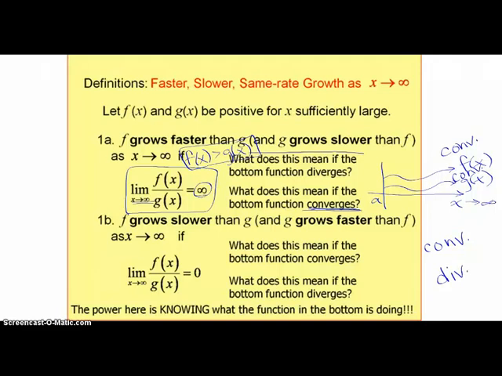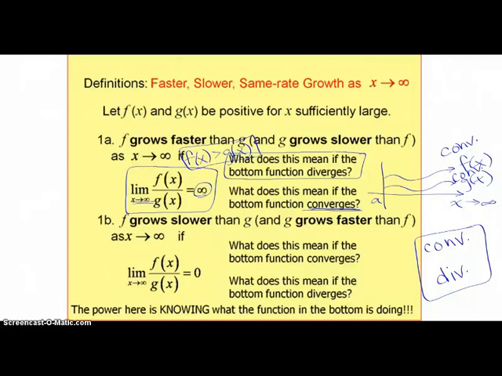That's why this is so helpful to us. If f of x is bigger than a divergent function, it must diverge. But if it's bigger than a convergent function, it can do either. It could converge or it could go ahead and diverge. So that result is not helpful.